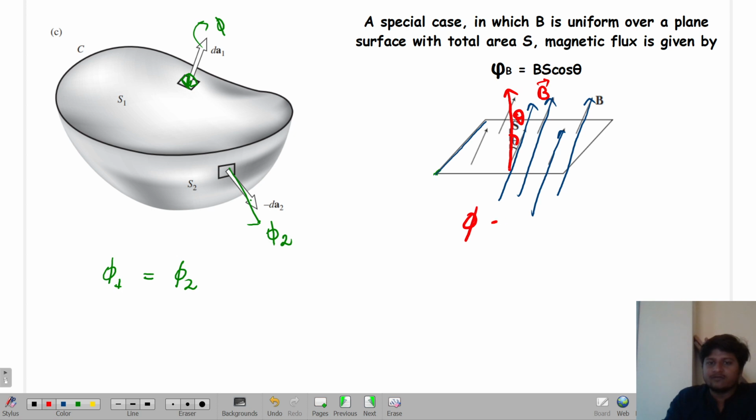So then what should happen? The flux through these kinds of surfaces, the magnetic flux, phi B I am saying, should be equal to how much? B into surface area into cos theta. Right or not?